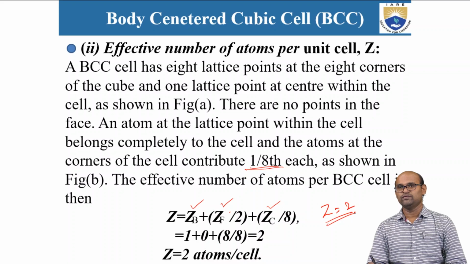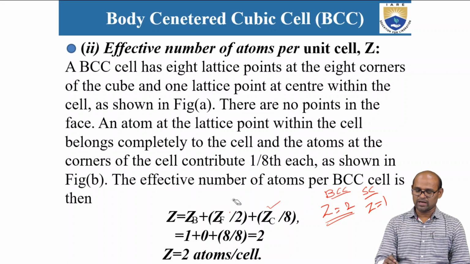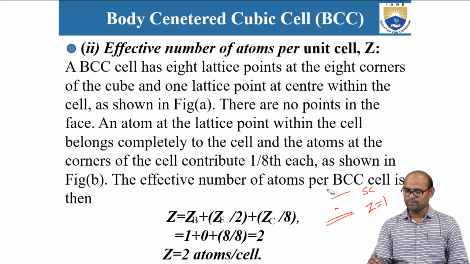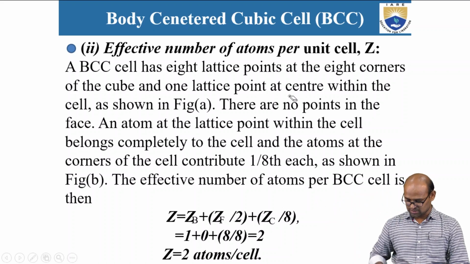What was Z for simple cubic unit cell? For simple cubic, so this is for BCC. BCC number of atoms per unit cell, or effective number of atoms per unit cell, Z is 2. For simple cubic unit cell, that was 1. Okay, right. So this is the second parameter we have calculated for BCC, and we have compared with simple cubic unit cells also, right? Okay. So let us look into the third parameter.